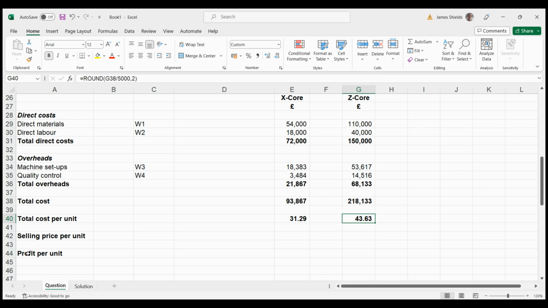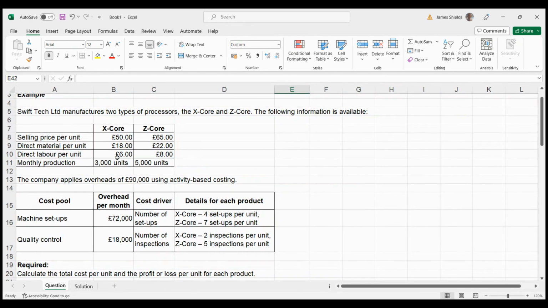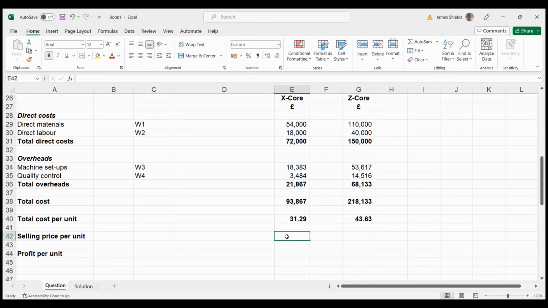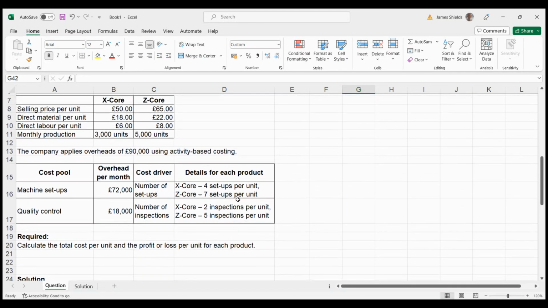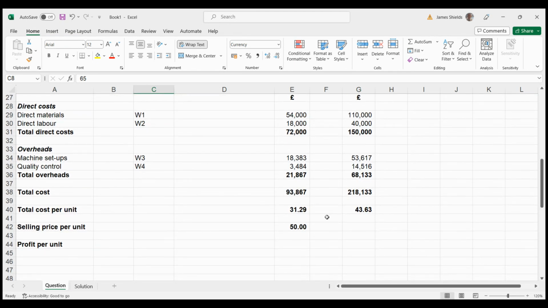Now they want the profit per unit as well. So we've done the first thing, the total cost per unit. We now want the profit per unit. So we need to put down the selling price. So the selling price for X core, I'll go back to the information, is £50 per unit. So I'll put £50 in there. And for Z core, the selling price per unit was £65.